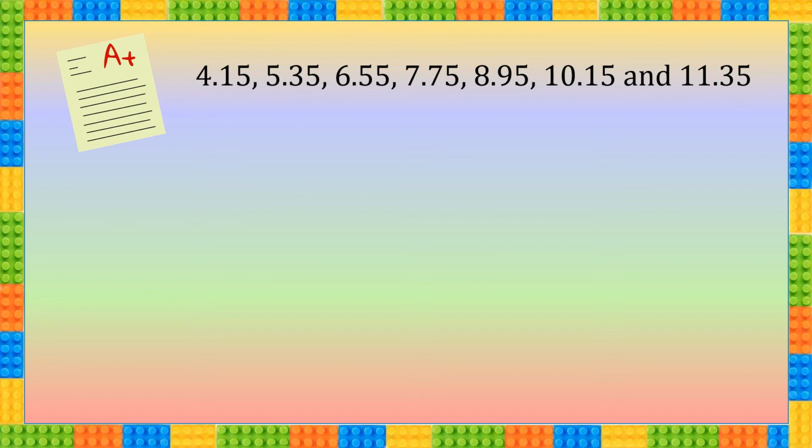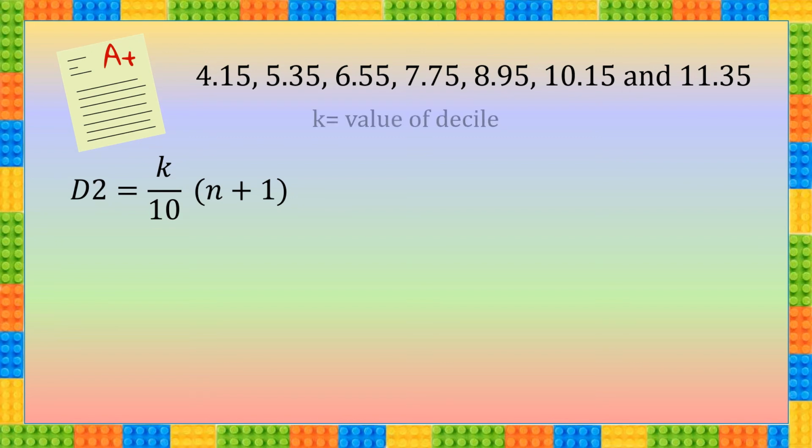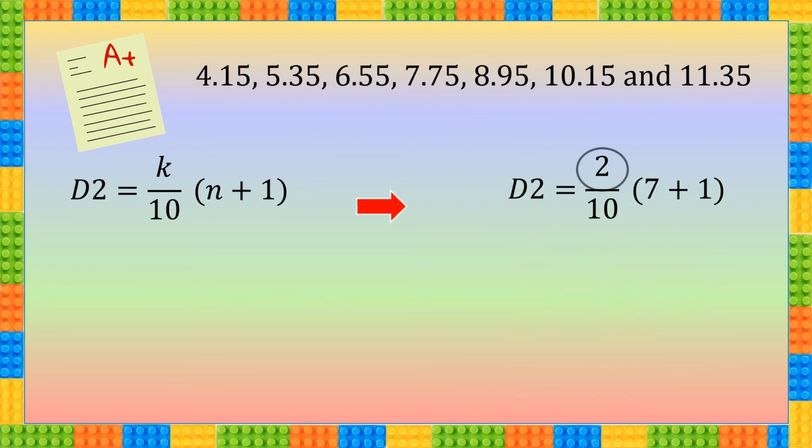What do you think is the formula we need to solve the third question? This? Yes? Great! We're now going to solve for the decile 2 using this formula. Now, substitute the values in the formula where k is the value of the decile we're solving and n is equal to the total number of the data. K is 2 since we're solving decile 2 and n is 7.